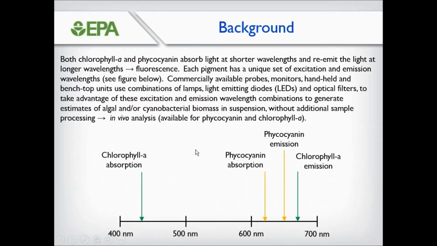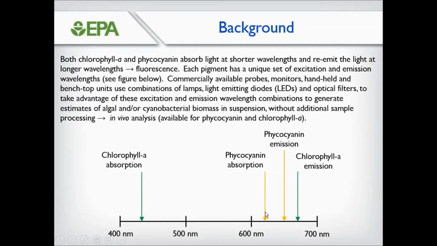One of the things these pigments do is absorb light at short wavelengths and re-emit the light at long wavelengths. This process is called fluorescence. The fluorescence of these pigments is something you can take advantage of to get a feeling for the concentration of cyanobacterial cells in your water source, in your intake, and through your treatment process. If we look at the bar down at the bottom, and look first at chlorophyll A absorption, chlorophyll A absorbs light at about 430 nanometers, and then it has an emission peak close to 700 nanometers.